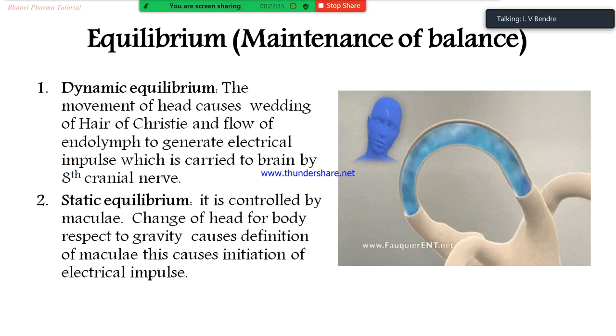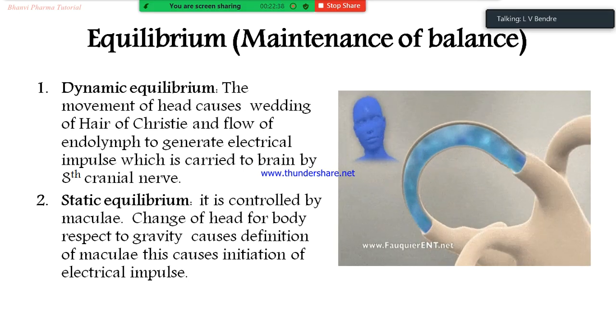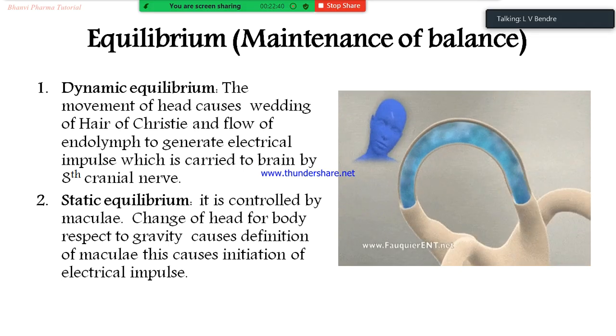There are two types of equilibrium or maintenance of balance. The first one is dynamic equilibrium. The second one is static equilibrium.